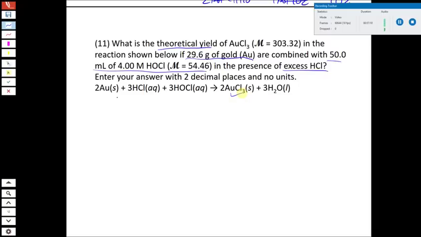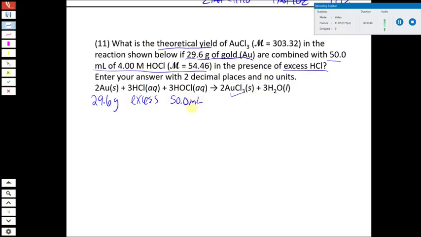So we have 3 reactants in this case that we have to worry about. So we have to figure out which one of those is limiting reactant if it's not immediately obvious from the problem. So in this problem, we're told that we have excess HCl, so we already know that that's excess. But we also are starting with 29.6 grams of gold, so we know the amount for that. And we also know that we have 50 milliliters of HOCl solution, so we have 50.0 milliliters.